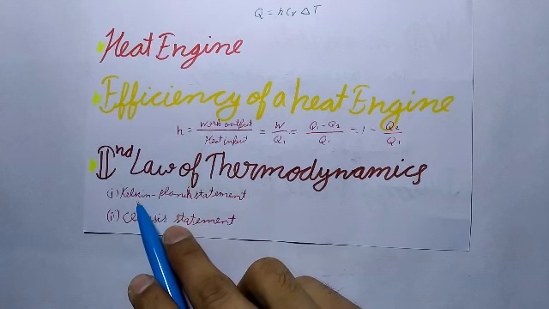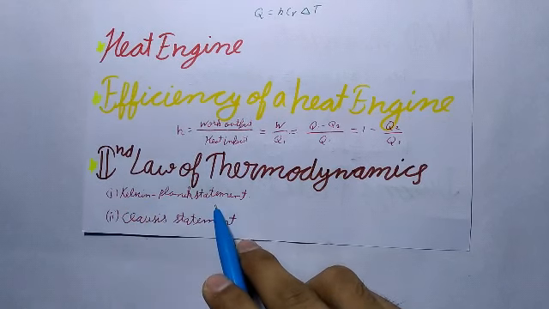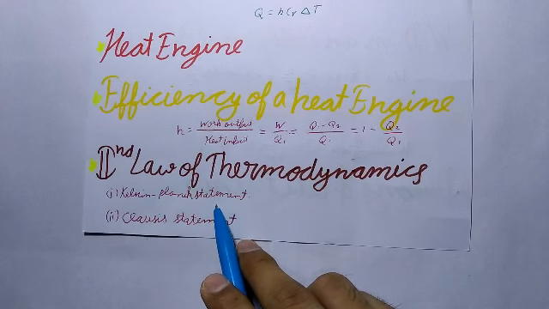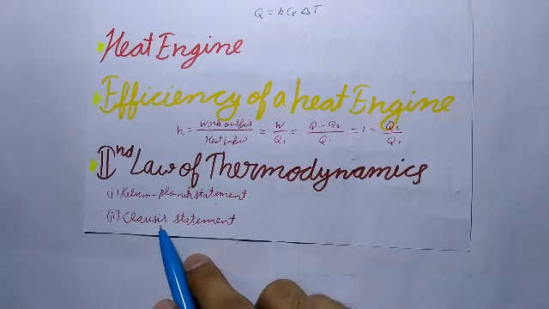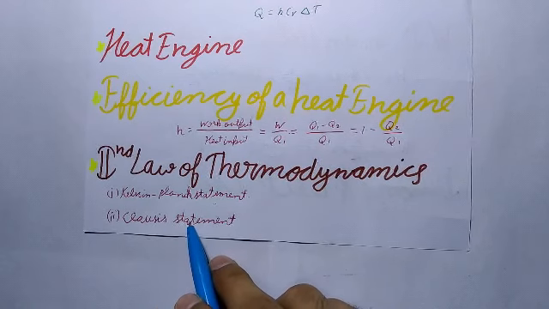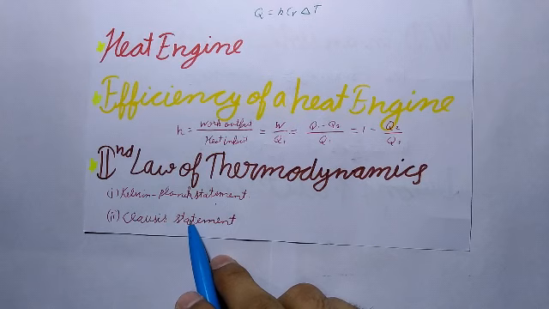Now, next is the second law of thermodynamics. First, Kelvin-Planck statement: it is impossible to construct an engine which will produce no effect other than extracting heat from a reservoir and performing an equivalent amount of work. And second, Clausius' statement: it is impossible for a self-acting machine, unaided by an external agency, to transfer heat from a body to another at higher temperature.